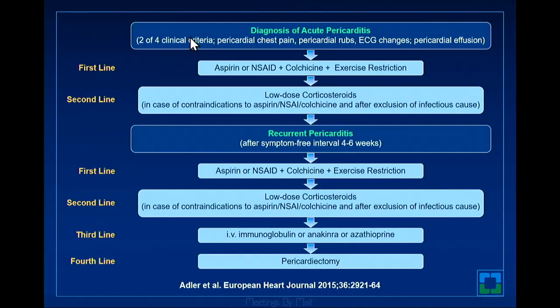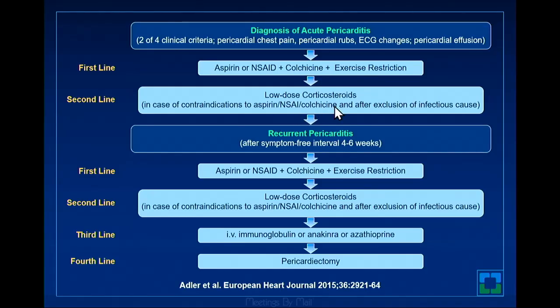There's a stepwise approach from the Europeans. And I should mention this is what's current in 2015. This is obsolete now, but I'll just go through this for the sake of time. So first line is NSAID, colchicine plus exercise restriction. The biggest fight in the office is about exercise restriction for these patients.